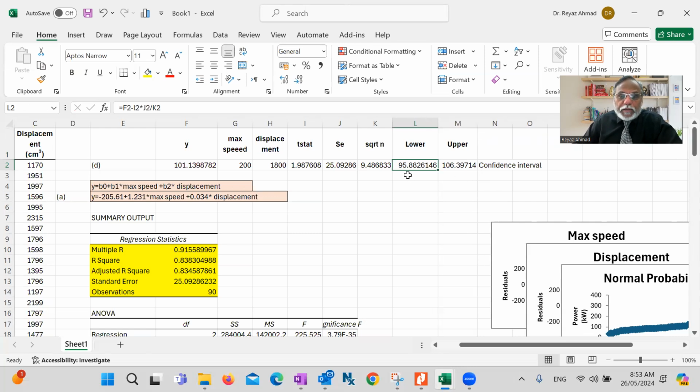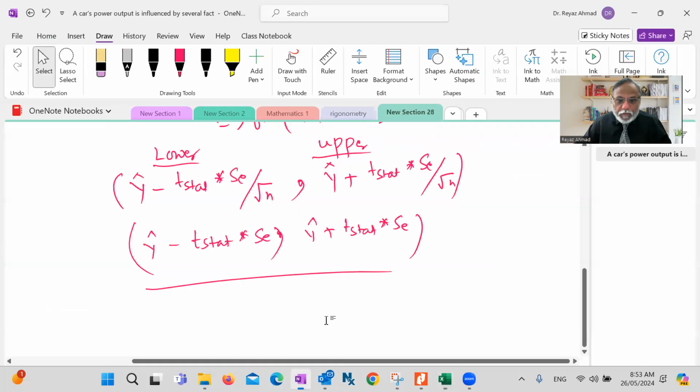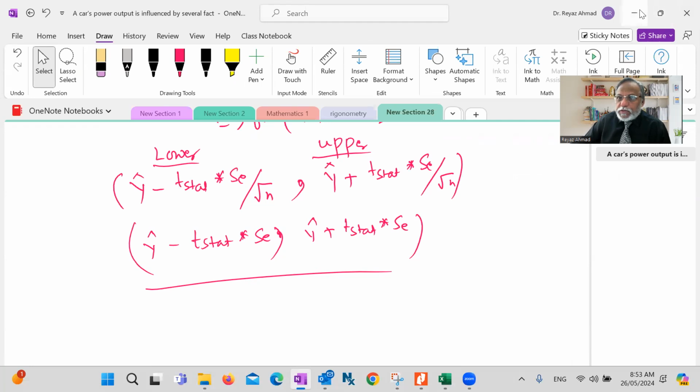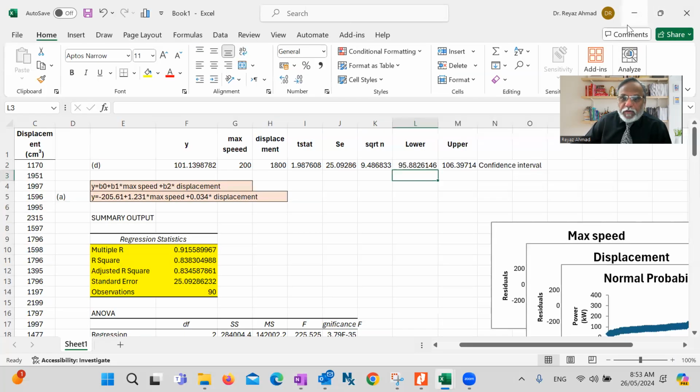Now I will be finding the lower bound for the second question, where I want the prediction interval for this y, which I have already calculated. I will be using this formula, which is here: predicted y minus t stat multiplied by standard error. I will not divide by square root n.